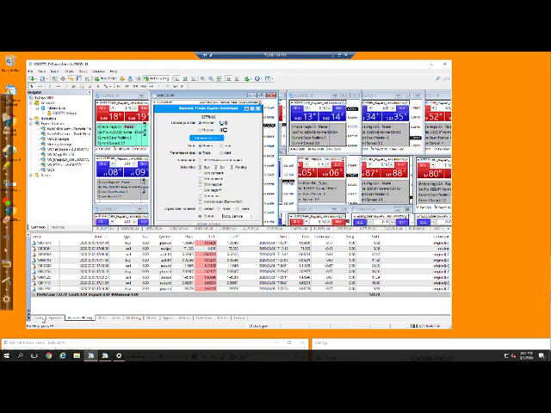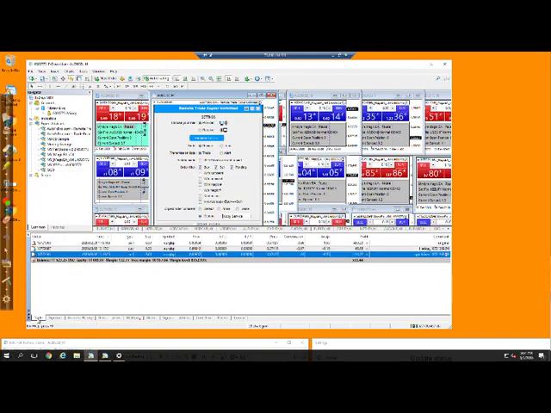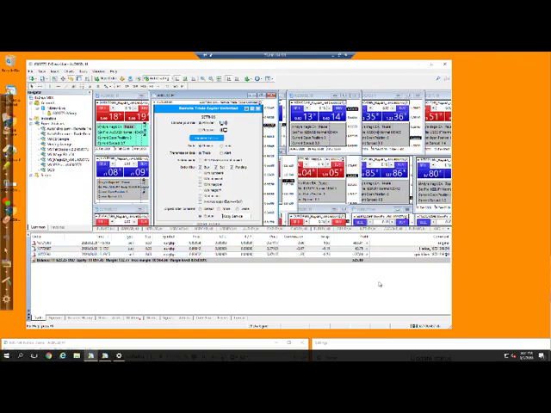Okay? And then when you want to go back and see your open positions, you go back to the Trade tab. And there you have it. Hope this helps.